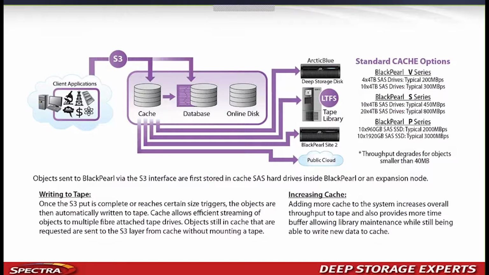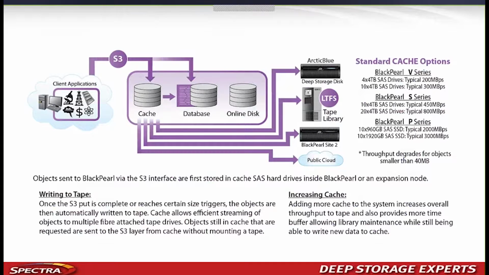In terms of what's on the inside, we have a number of components within BlackPearl that are important to understand. The first is the cache of BlackPearl. When a client sends data to BlackPearl, it first lands on the BlackPearl cache. This is a set of enterprise SAS drives. There are different sizes for that cache, and the more cache drives you have, you obviously have a bigger cache. You can store more, but also you have higher performance.